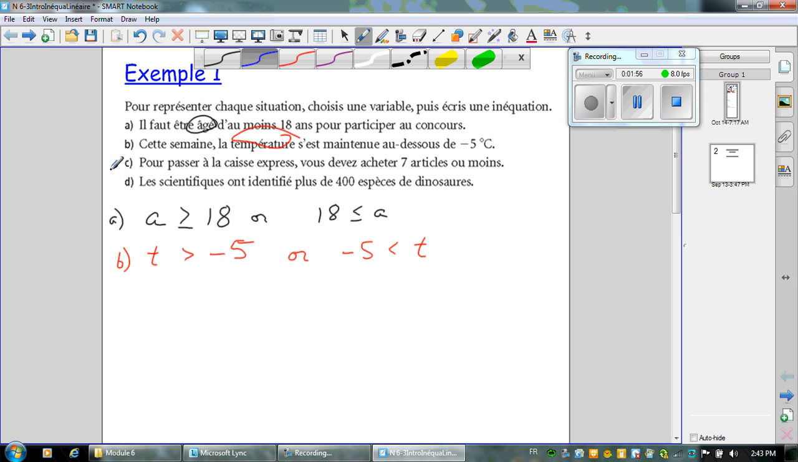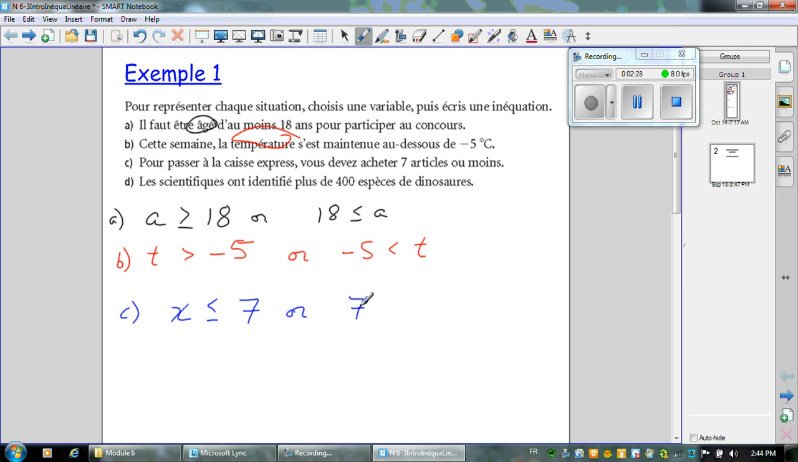Now let's take a look at the third example, C. To go through the express lane in the grocery store, you have to have 7 articles or less. So let's use X as the number of articles, and you have to have 7 or less. It can be 7, so it has to be less than or equal to 7. It could be written this way as well: 7 is greater than or equal to the number of articles that you have.